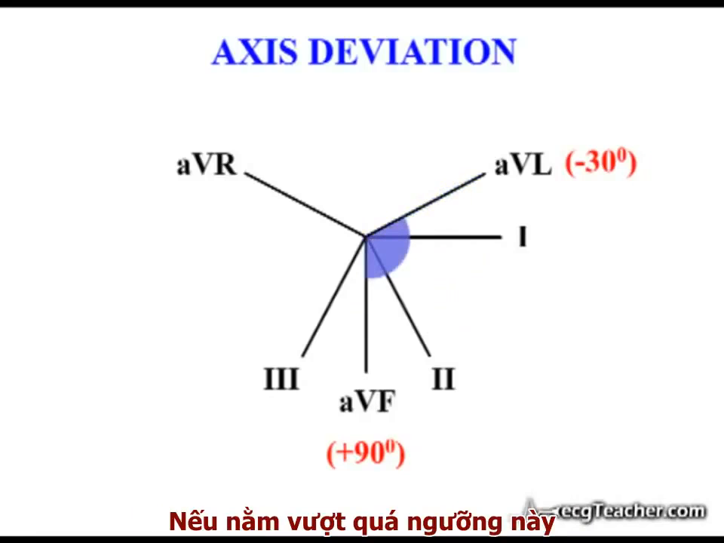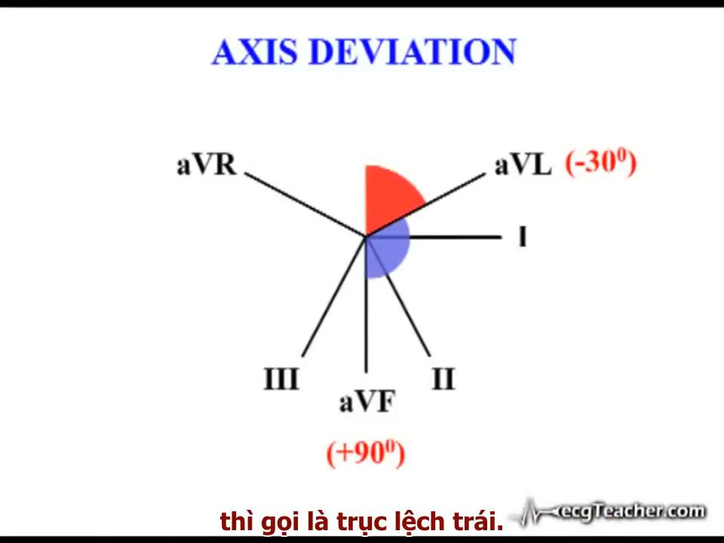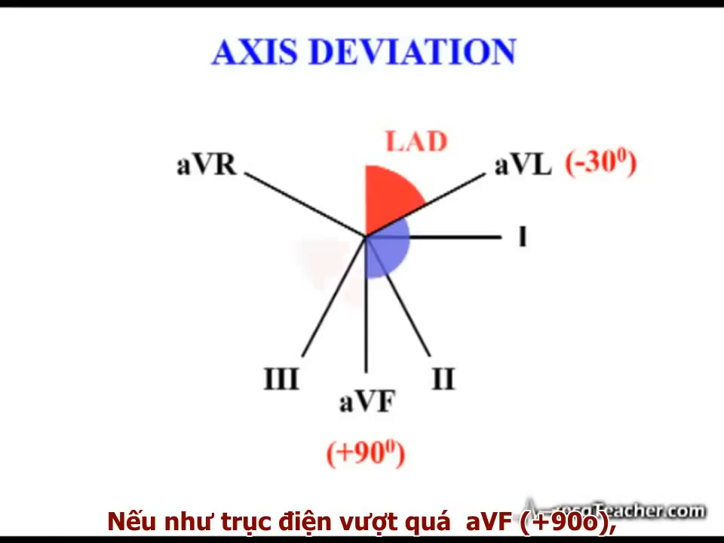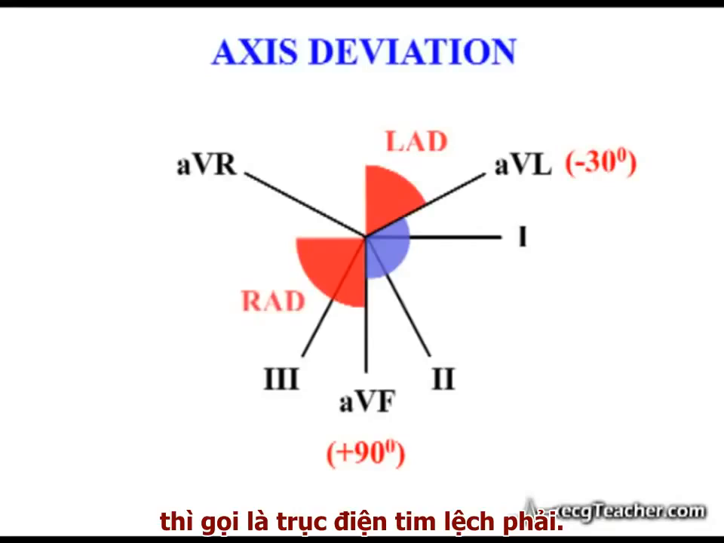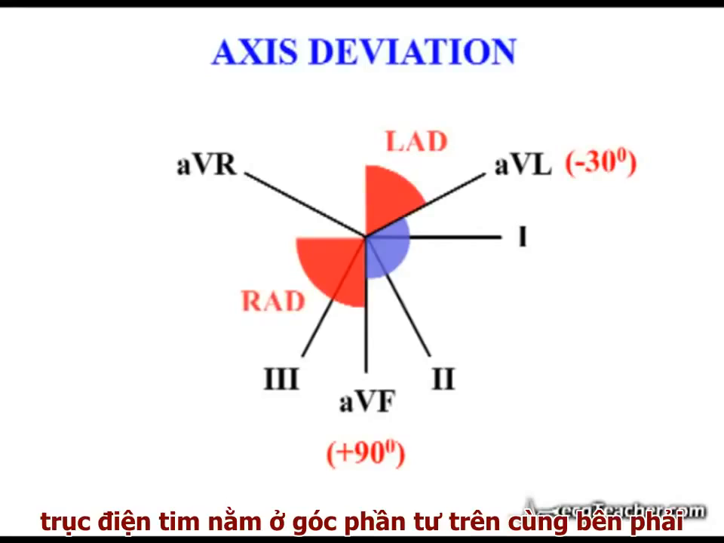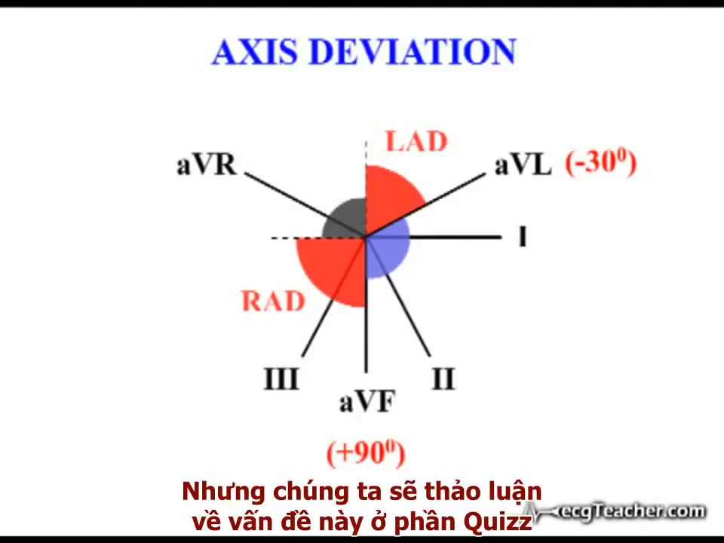Outside this normal range, if the axis lies beyond AVL, this is termed left axis deviation. If the axis lies beyond AVF, this is termed right axis deviation. Axis deviation into the fourth quadrant, or no man's land, as it is sometimes referred to, is observed in certain situations, but we will leave discussion of this to the quiz section.